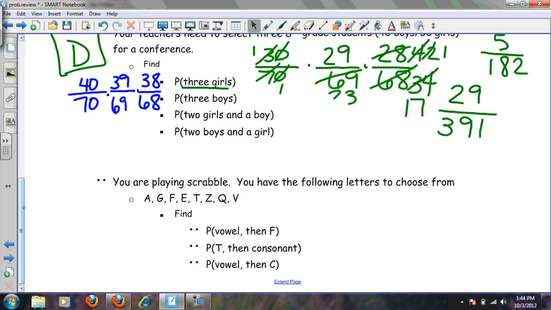When you play Scrabble for the last problem, you choose letters. Once you choose a letter, it's your letter to use in the game. So you decide, are these events going to be dependent or independent?